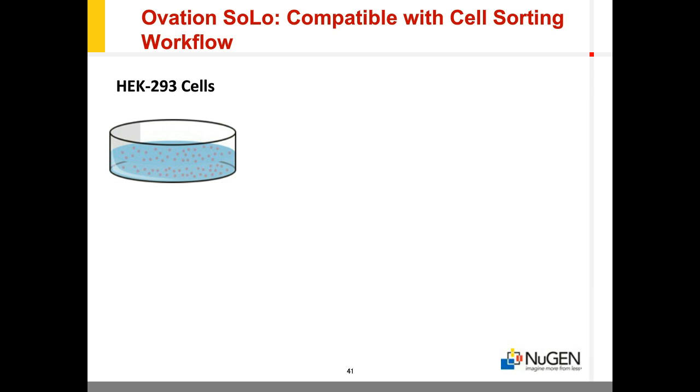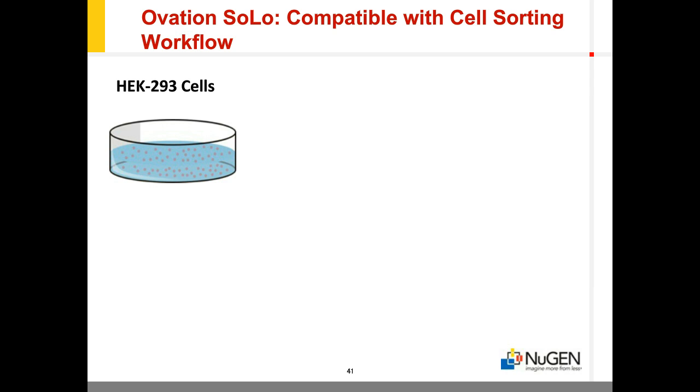Another key factor in the Ovation Solo Kit is its compatibility with the direct input of cell lysates after cell sorting experiments. There is much interest in sorting cells out of bulk populations, either based on cell surface markers or simply into smaller populations, including single cells.